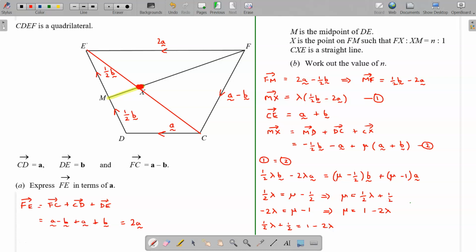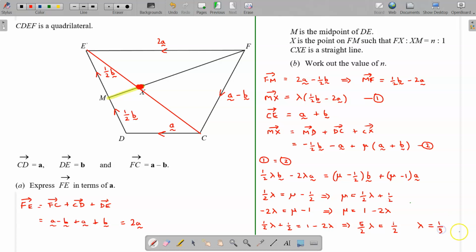Now if you add 2 lambda to both sides, you get 5 over 2 lambda equals a half, because I need to take a half from both sides, so it'll be a half left here. Therefore 5 lambda equals 1, just multiplying both sides by 2. And if 5 lambda equals 1, then lambda equals 1/5.